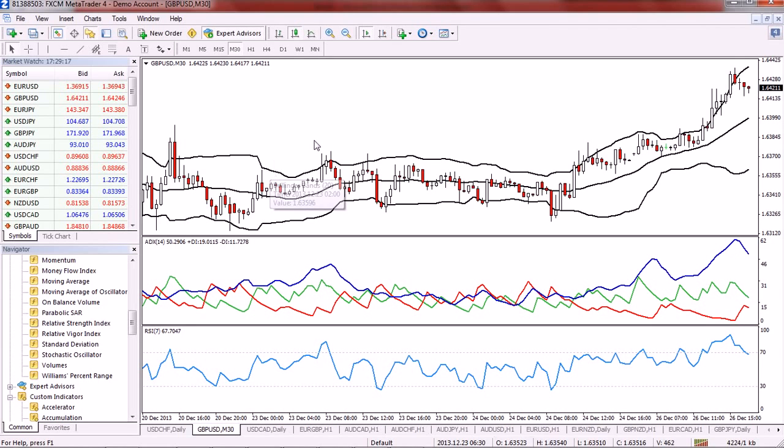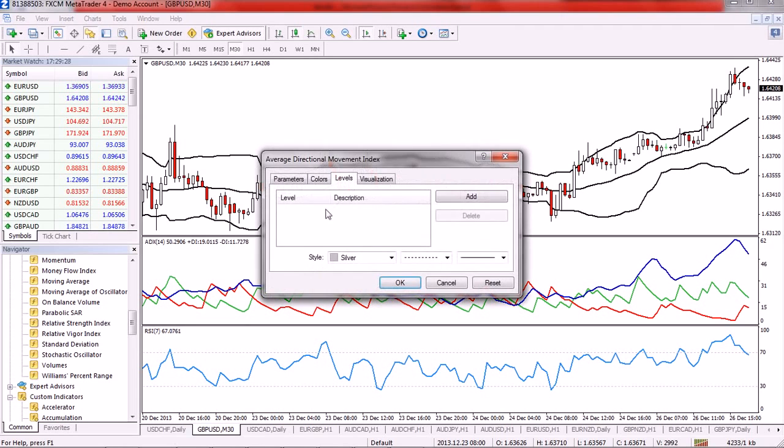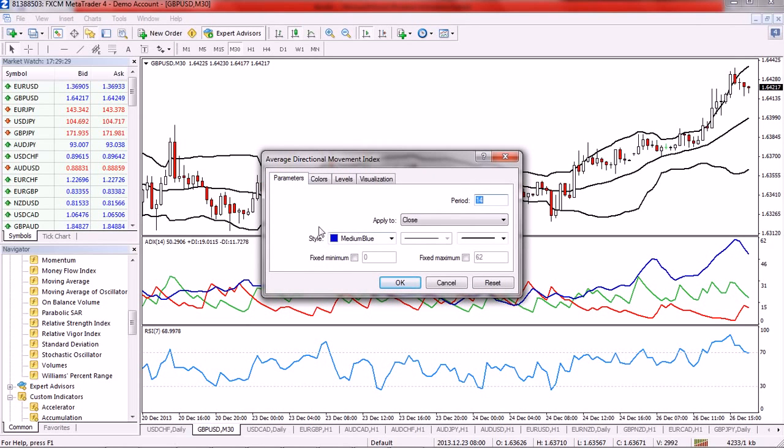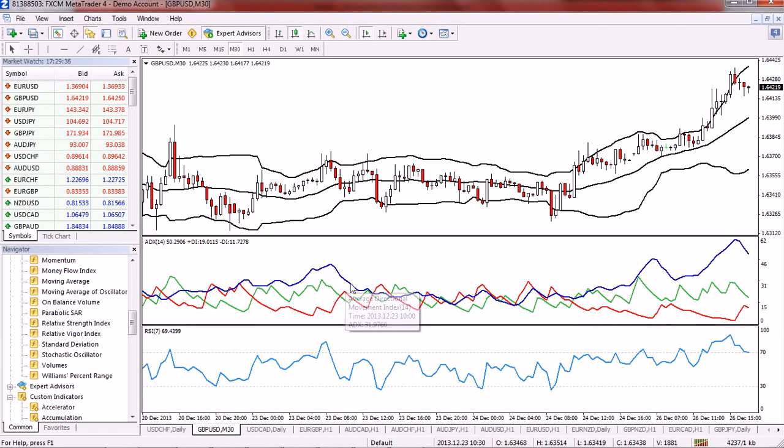Okay, now let's see how this strategy works. The first thing you have to know is, in the ADX indicator, this blue line is the actual ADX line, with the parameters, the period and the style that you set. This green line is the plus DI line, and the red line is the minus DI line.